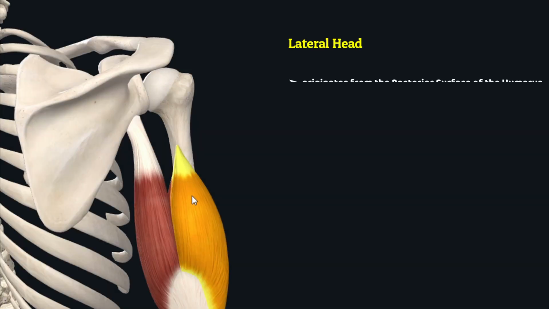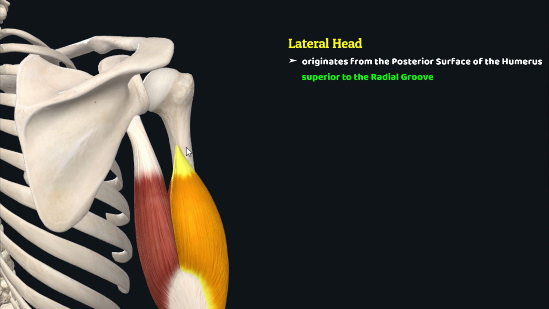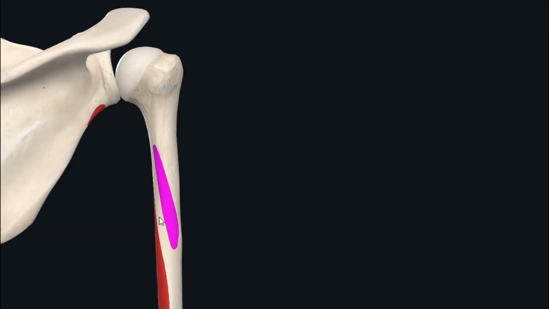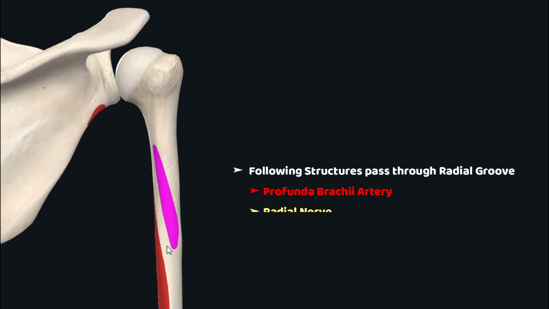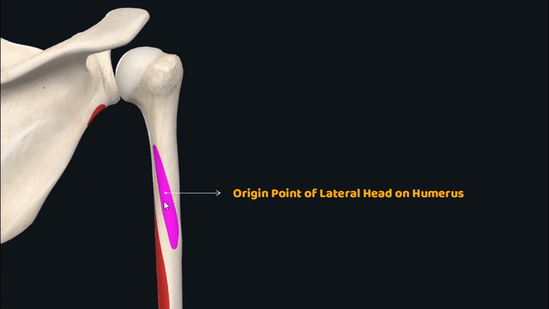The lateral head originates from the posterior surface of the humerus superior to the radial groove. The radial or the spiral groove is this groove or sulcus on the posterolateral aspect of the humerus, and it is in this groove where the profunda brachii artery and the radial nerve pass through. And this is the area superior to the radial groove where the lateral head of the triceps originates.